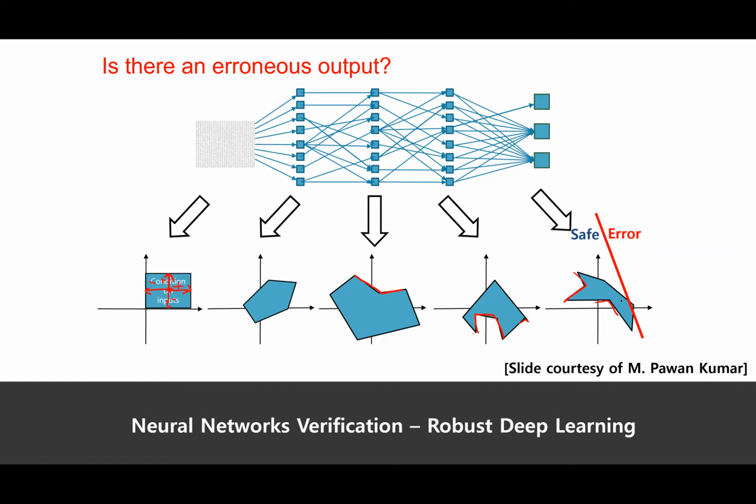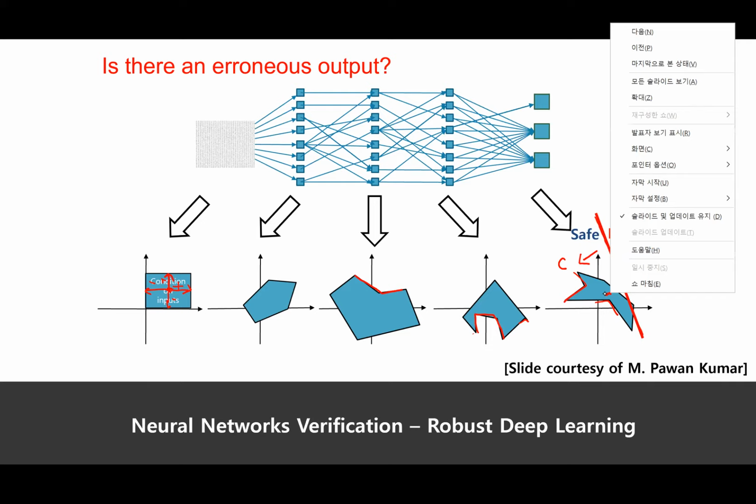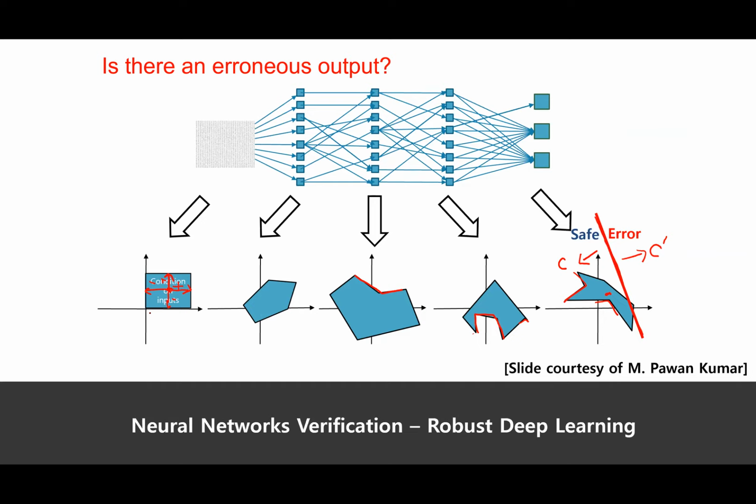Suppose this is the area where class C is happening, and this is the area where class C prime is happening. Our goal is, from a specific point in the original space, to perturb the input and see how the output will change, right? But this computation is hard because we have a highly non-convex region. So we introduce a method that tries to wrap this up with a convex method, a convex polytope, and another method to explain the internals, like why this non-convex shape is hard.